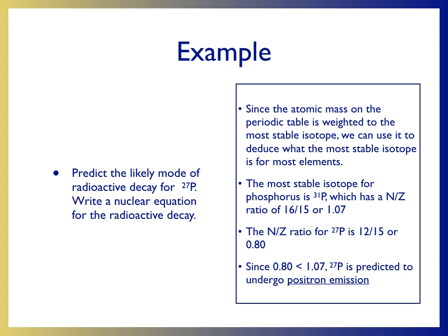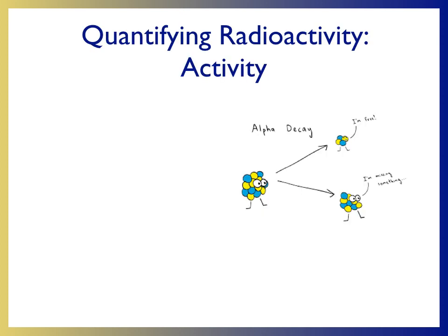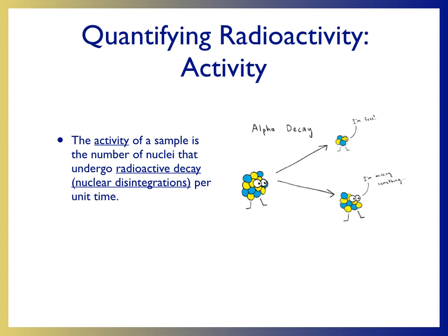The next part of our lecture takes a look at how to quantify radioactivity. We'll look at 2 ways to do this. First is just looking at how radioactive a substance is. We measure that by measuring the activity of the substance. The activity of a substance is defined as the number of radioactive decay events, or number of radioactive nuclei, that undergo a nuclear decay event per unit time.